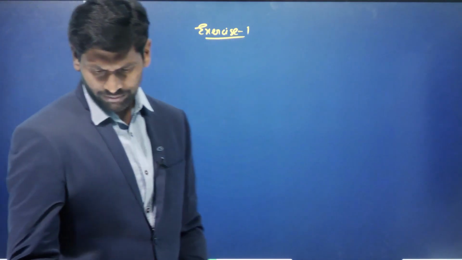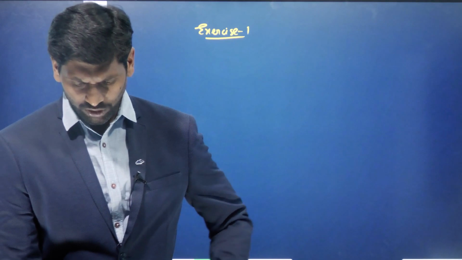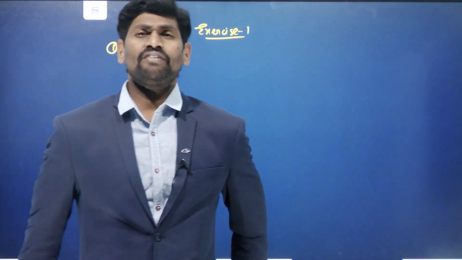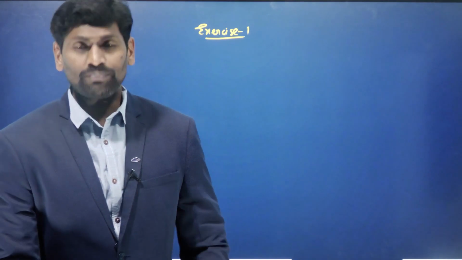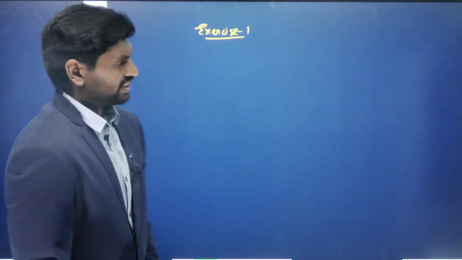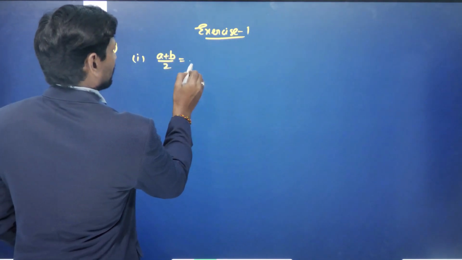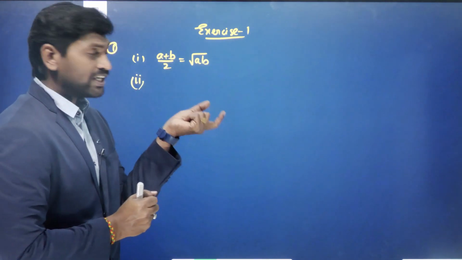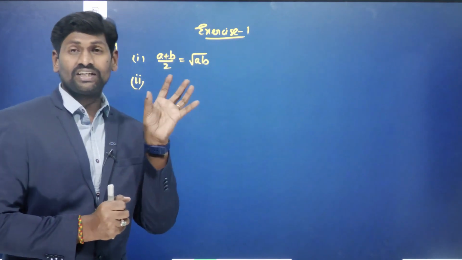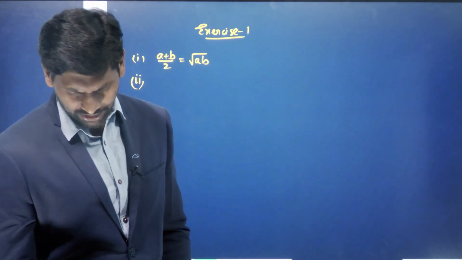Let us say the first problem, that is, if A not equals to B, then which of the following statements is true? A value, B value is somewhat different, it seems, they are not equal. Then what is the exact condition from the given options? First one, (A plus B) by 2 is equals to root AB. (A plus B) by 2 means, did you identify this? This is the condition for arithmetic mean, and root AB will be the condition for geometric mean.